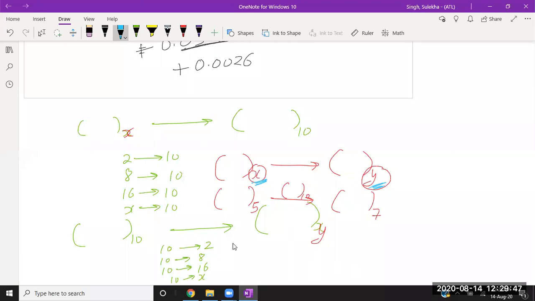Okay, if it is clear, write yes in the chat box. If you want to do any discussion, or if you have any question, keep it to a very short discussion, not a large one. I think I have conveyed the necessary steps you need to take for conversion of any base to any base.